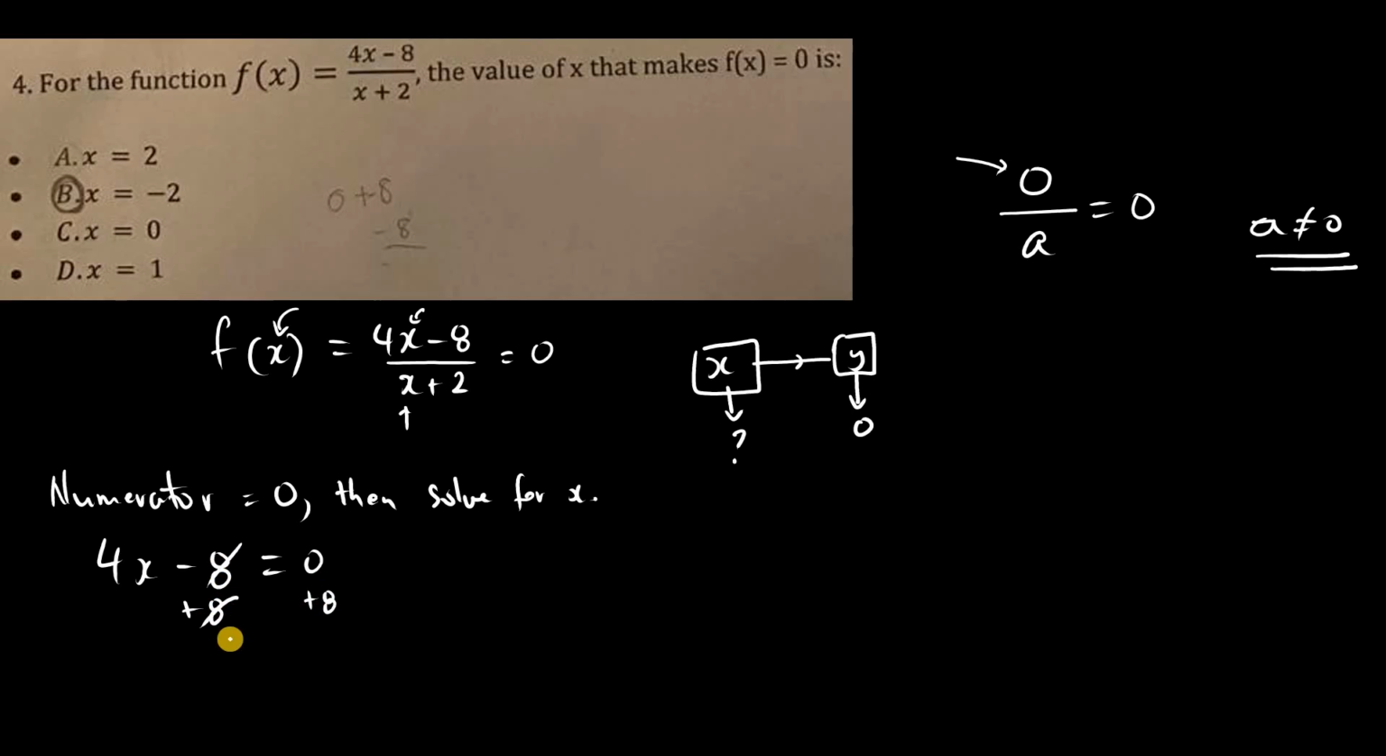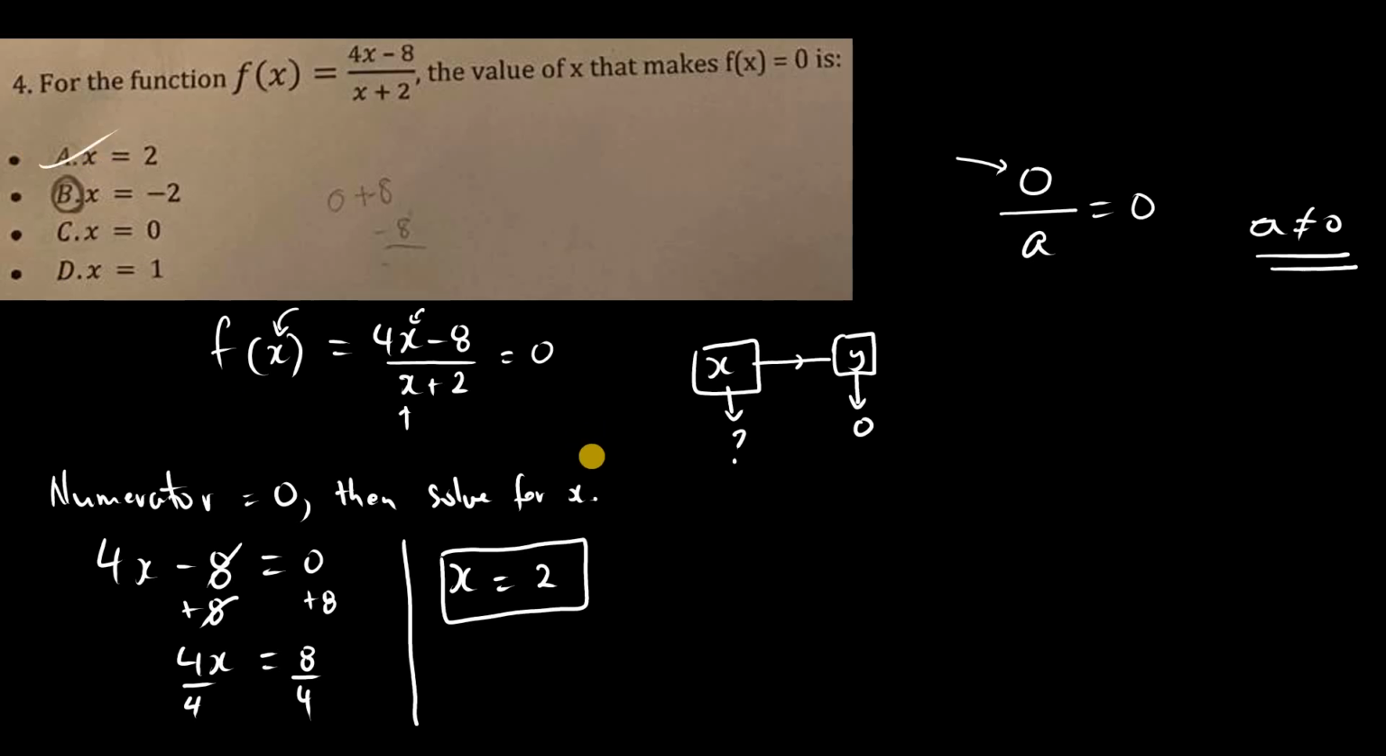Sweet. Now minus 8 plus 8 will give us 0, leaving us with 4x. So we have isolated 4x. 0 plus 8 will be 8. Then we divide both sides by the coefficient of x, which is 4. And this will give us x equals 2. Alright, so this will be the answer. x equals 2. Answer is A.